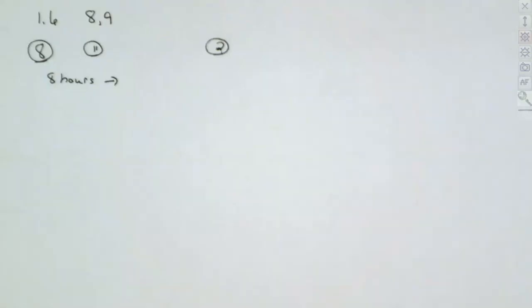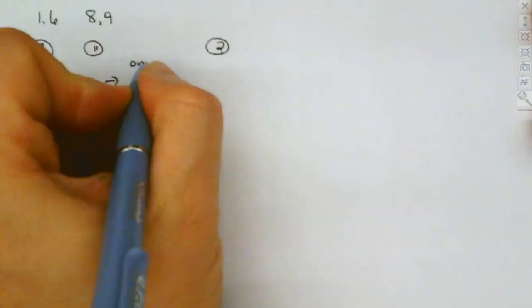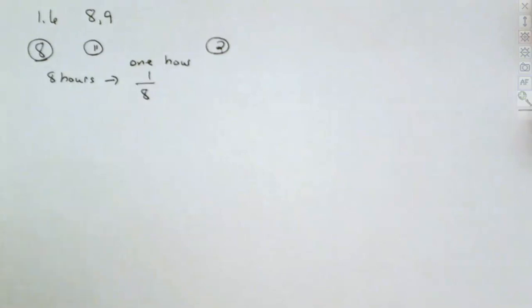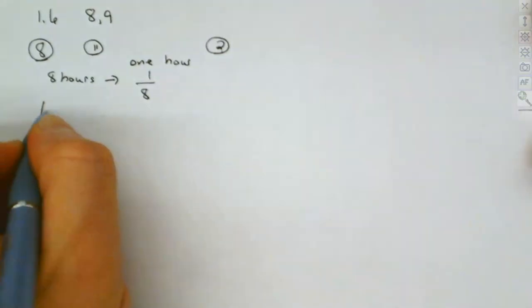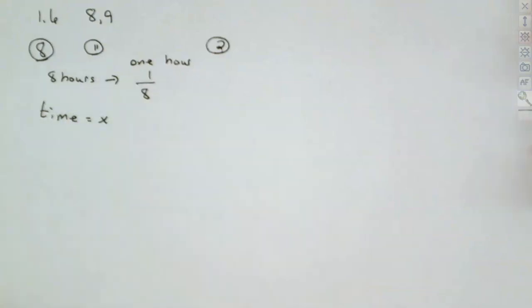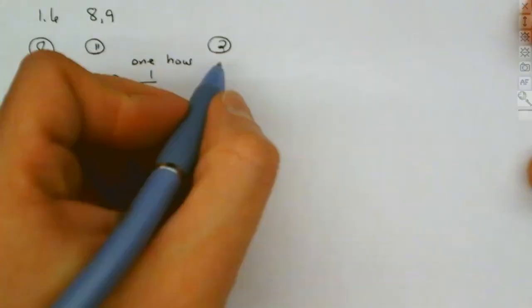So if it takes her 8 hours to clean the house, how much of the house is done in 1 hour? What fractional part? Well, that would be 1/8, wouldn't it? Right, because you have to rewrite them as fractions. And do we know the time? No, we don't. So in this case, our time is going to be x.